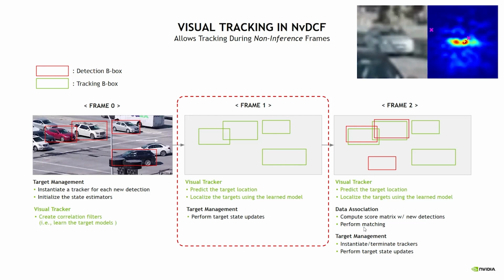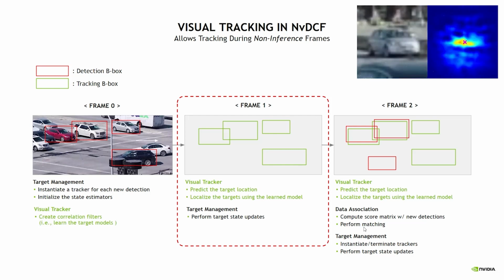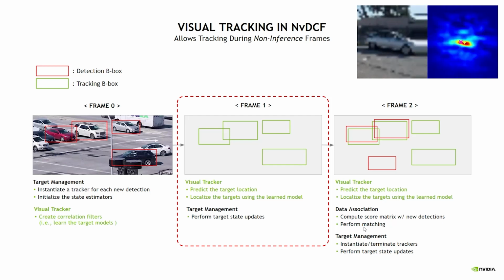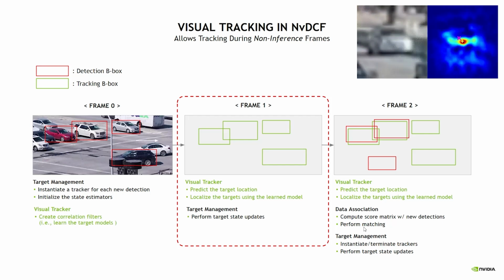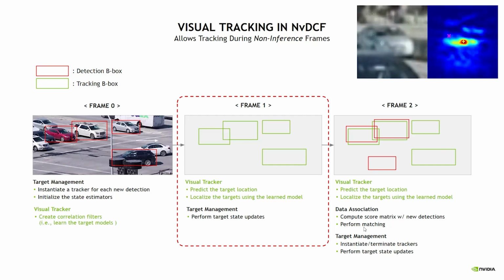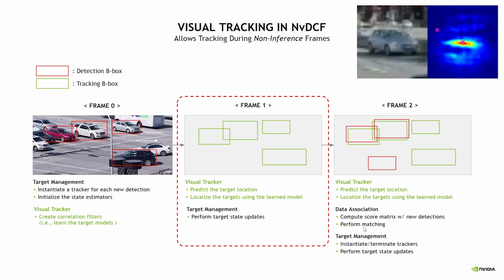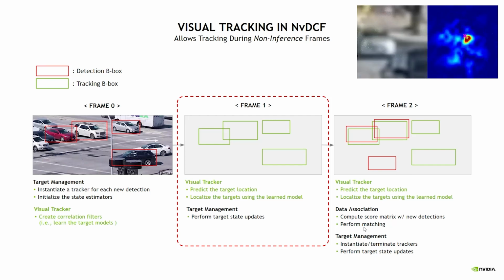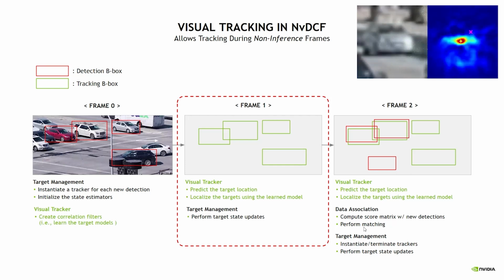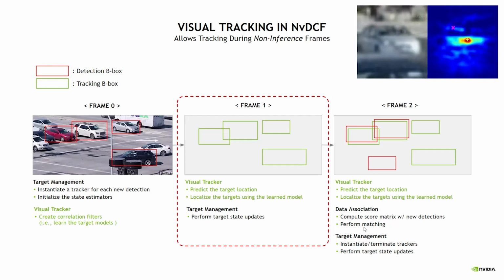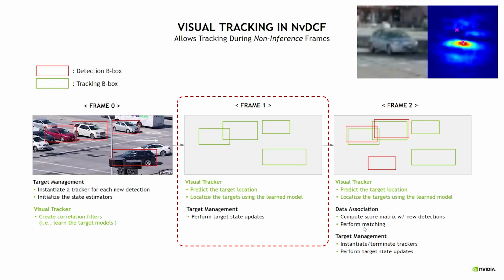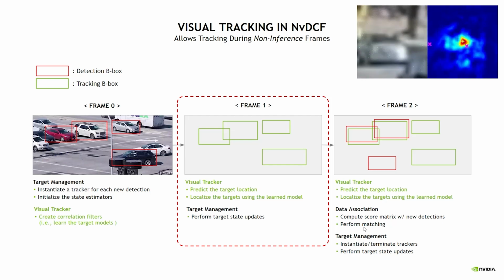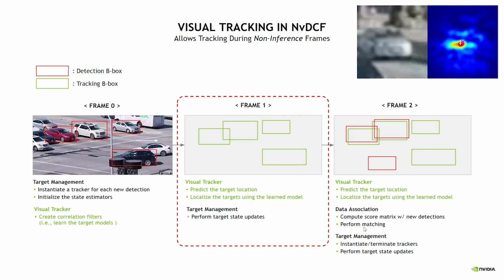This visual tracking capability of NvDCF allows the target to be tracked even during non-inference frames. Basically, NvDCF allows skip frames in inference while still being able to keep track of the targets. This greatly improves the performance of the perception pipeline at a very low cost of accuracy. In this example, let's say the inference interval at PGIE is 1, meaning that the inference is carried out every other frame.